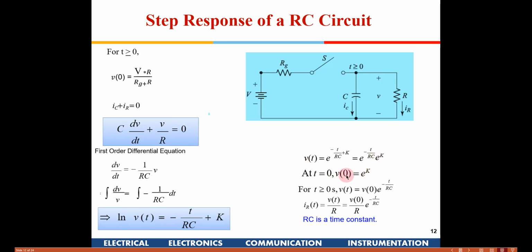And what is V0? That we already found out. V0 is V into R divided by Rg plus R. So V0 is known here. In this equation, e to the power of K, we can replace by V0. We can replace it by Vg into this value, right? So you will get V(t) is equal to V0 e to the power of minus t by RC.